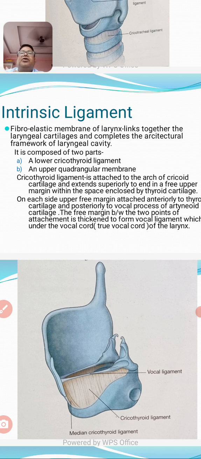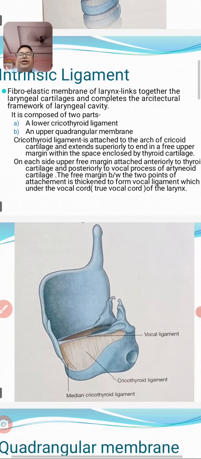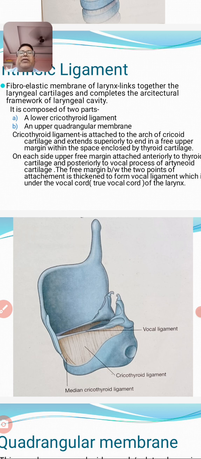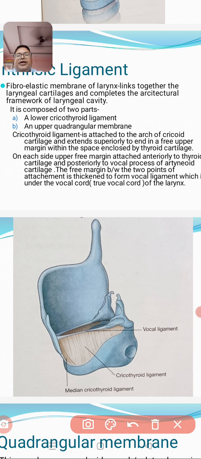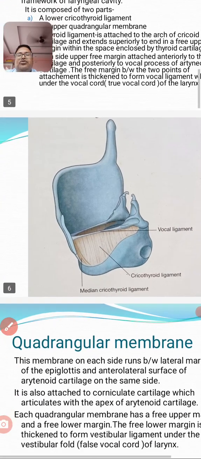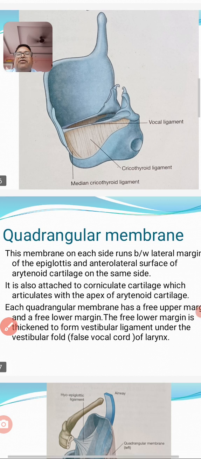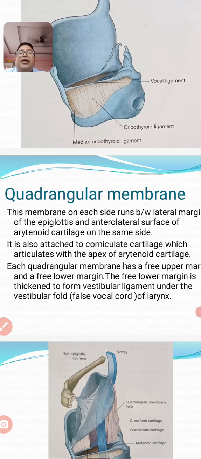So the intrinsic ligament is composed of two parts: the lower cricothyroid and the upper quadrangular membrane. The free margin between the two points of attachment is thickened to form the vocal ligament. Here is the vocal ligament, the free upper margin of this cricothyroid ligament. Now, how is the vestibular ligament formed? The vestibular ligament is formed by the quadrangular membrane.